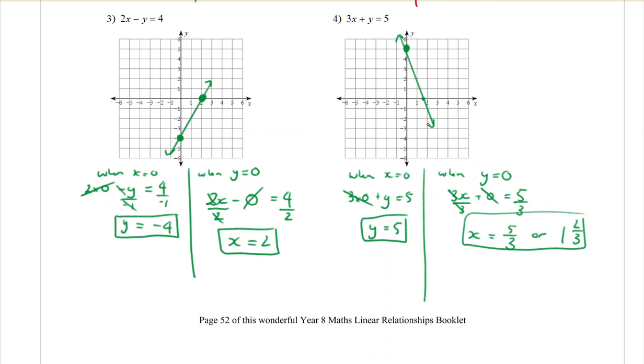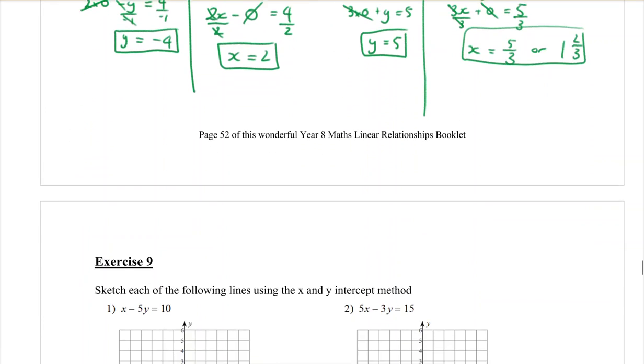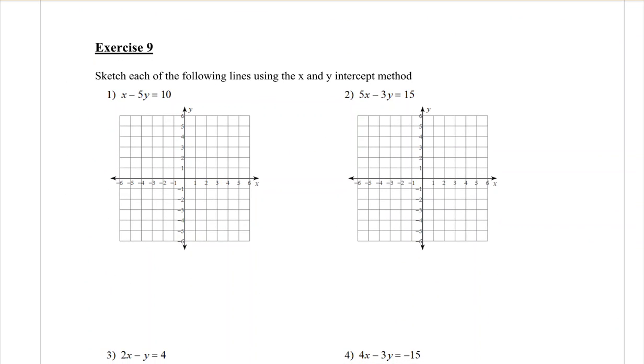Okay, so we've done 4, and your practice starts here on exercise 9. Take the time and make sure you do that working out properly. It is more important to get them right than to be racing towards the finish. Yeah, get started.